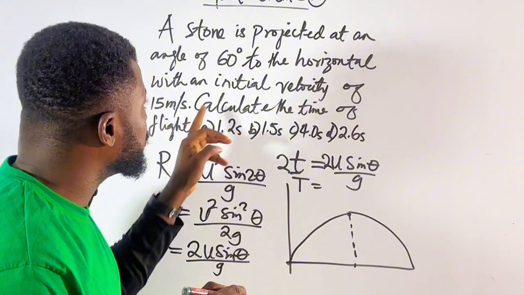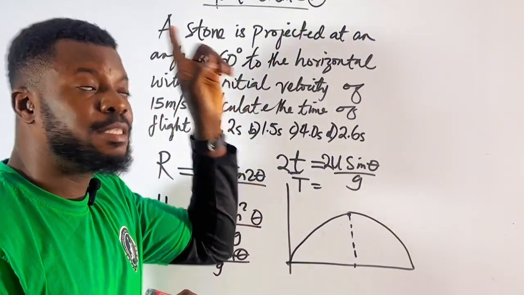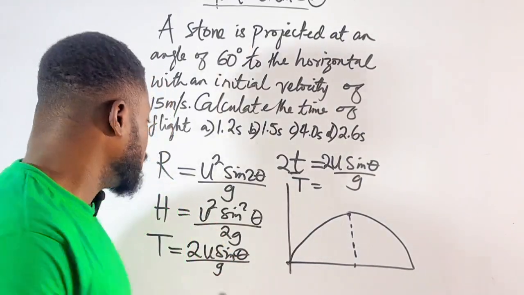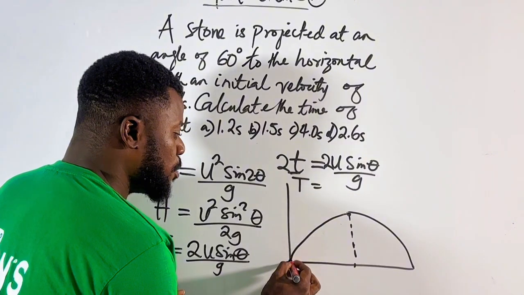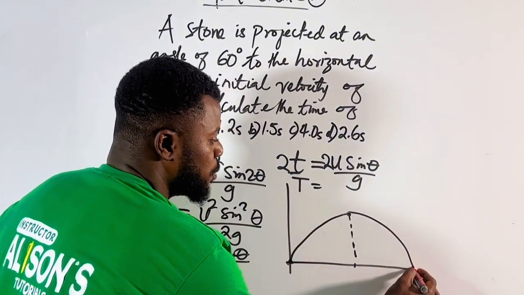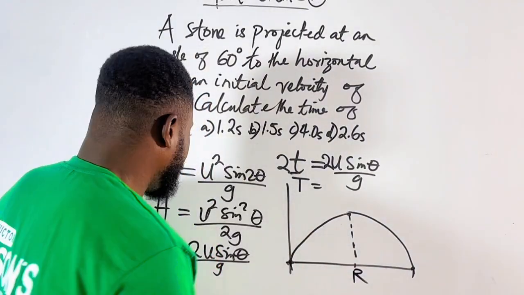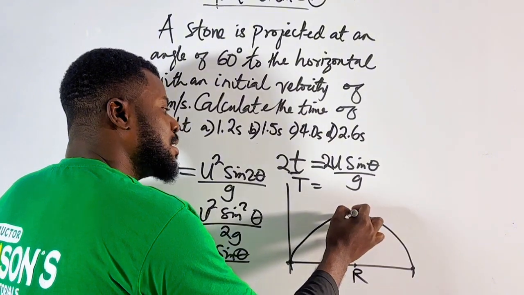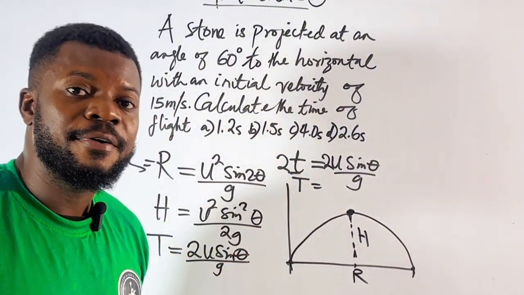If it is the time to reach the maximum, they will tell you to calculate the time it takes the object to reach the maximum height. If they say range or distance, it is the distance the object travels from this particular point to this other point. From this point to this point is what they call the range. The height h is the total height the object reaches before it begins to come down. Now, these are all the formulas, but do not cram everything.